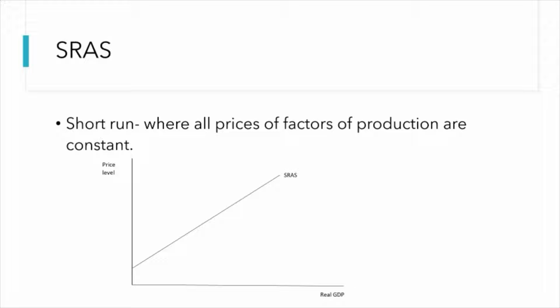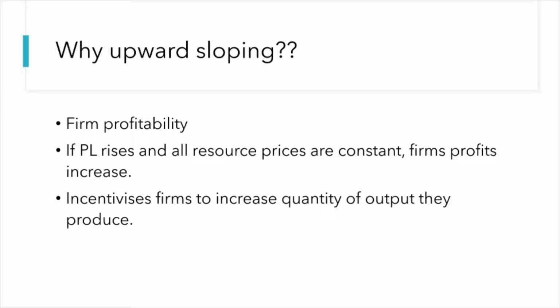So, here is a diagram which shows the short-run aggregate supply curve. And in the short run, in macroeconomics, it's the time period where all prices of factors of production are constant. So, if the price level rises, profits are going to increase in the short run, because the costs of production are constant. So firms are inclined to produce more output, and hence this means that the aggregate supply curve is upward sloping.